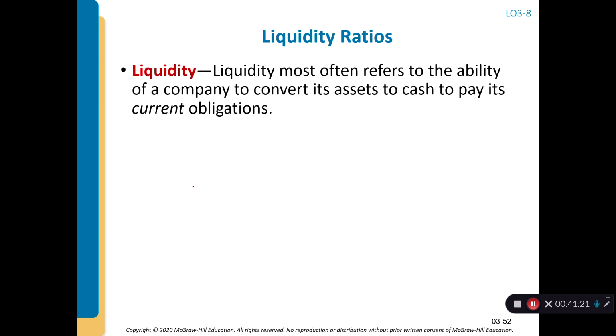Okay. So the first ratio that we're going to talk about is called a liquidity ratio. Liquidity ratio often refers to the ability of a company to convert assets to cash, as we talked about very early in this lecture, to pay its current obligations. And we can obtain a general idea of the firm's ability to pay its short-term debts as they come due, right?